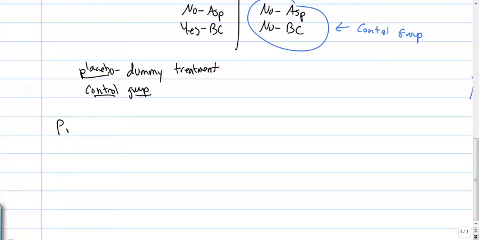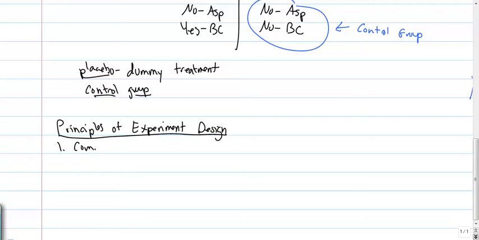Hopefully I was talking about the principles of experiment design. There are 3 important principles. The first one is the principle of comparison.